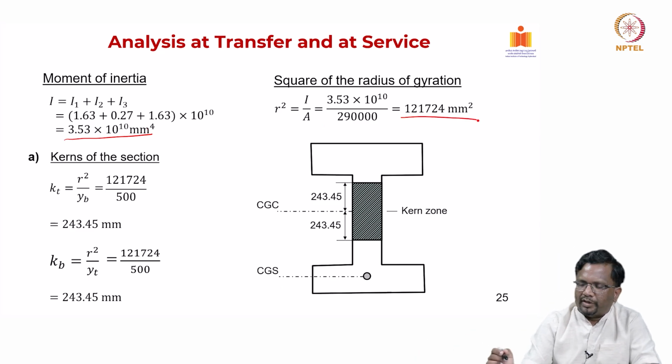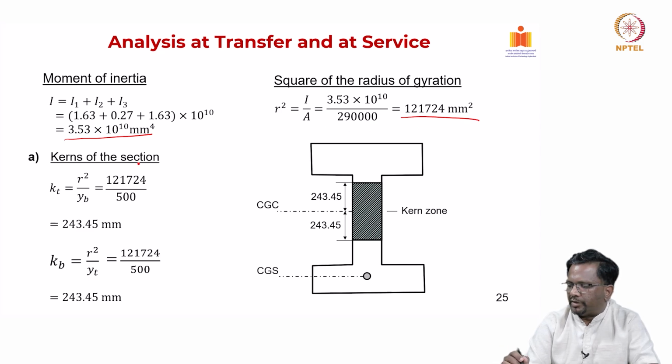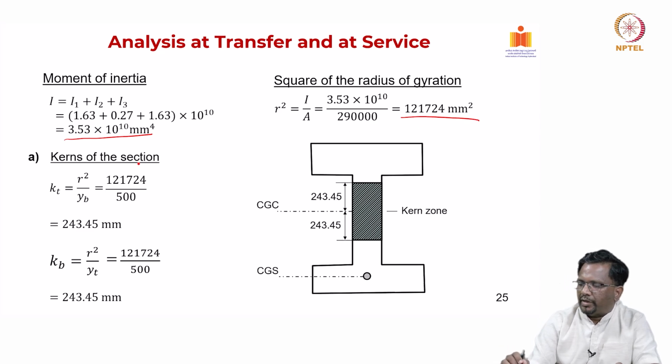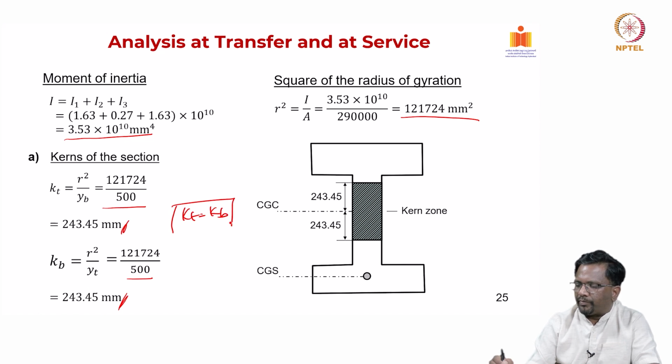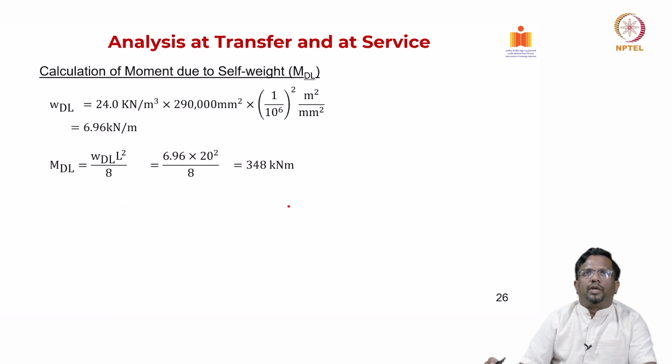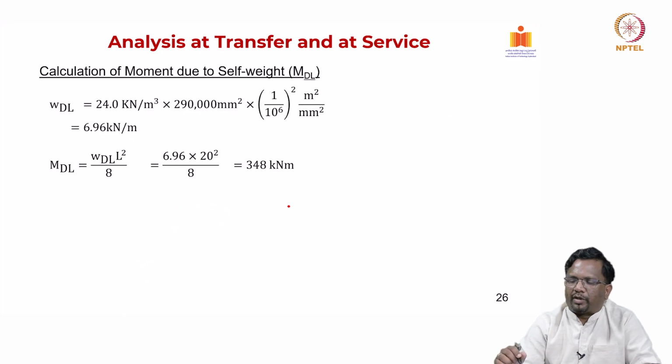So, you get this value. Now, kerns, as I told you, kerns of the section, the first question that we have been given is r square by YB, which is this, r square by YT, which is this, 243, 240. Because it is a symmetrical cross section, we see that KT is equal to KB. This is 243.45 and 243.45, right. So, we got this. Now, I want to calculate cracking moment.